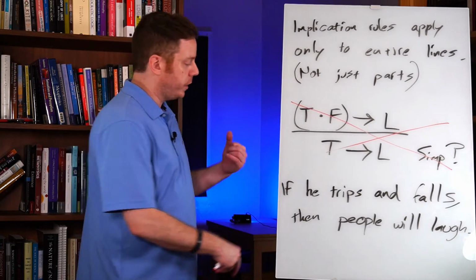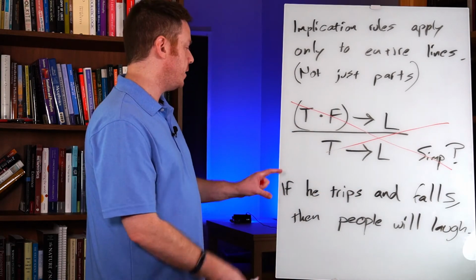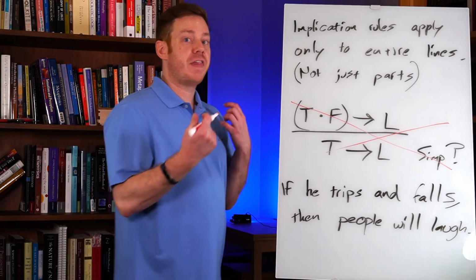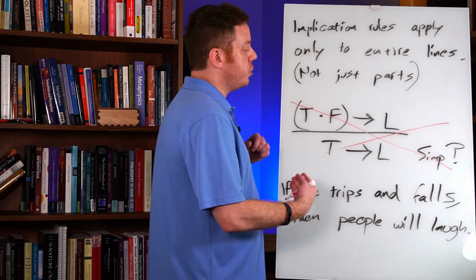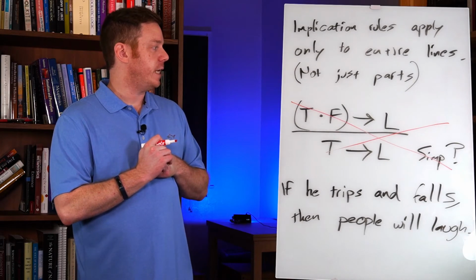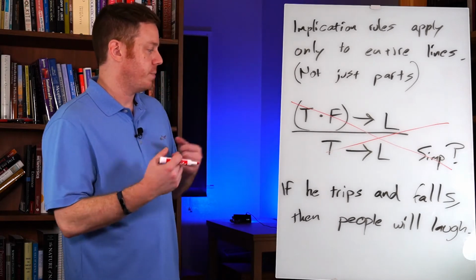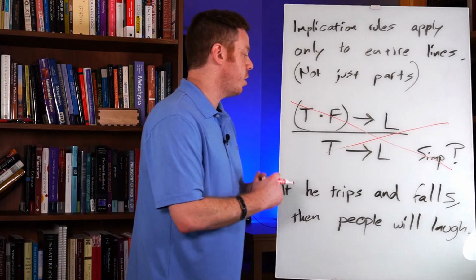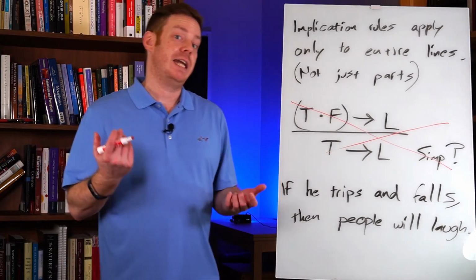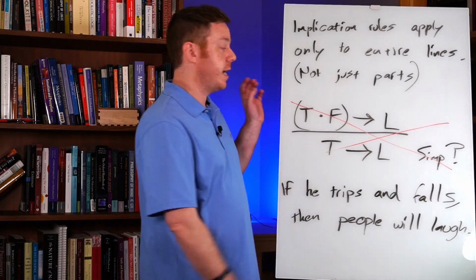So why? Well, here's an example. If T and F stands for trips and falls, right? So if he trips and falls, then people will laugh. Well, from that can you conclude if he trips, people will laugh? Well, maybe, but it doesn't follow, right? Because this is saying you need both. If he trips and falls, then people will laugh. So just tripping is not enough. So this is not a valid inference. This line doesn't guarantee that this line is true.